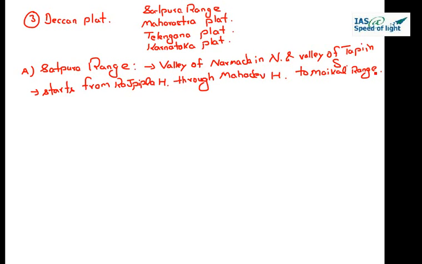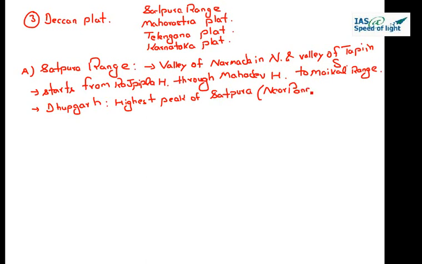Now just go to the map and see all these positions: the Rajpipla Hills, then through Mahadev Hills to Maikal range. Now Dhupgarh is the highest peak of Satpura, which is near Panchmadi. Panchmadi is a sort of hill station in MP. Amarkantak is the second highest peak.